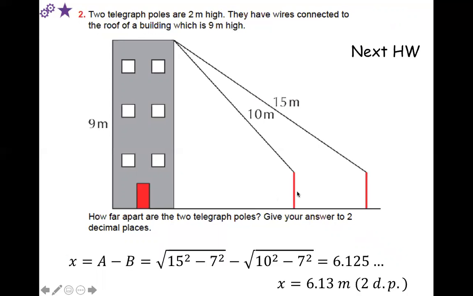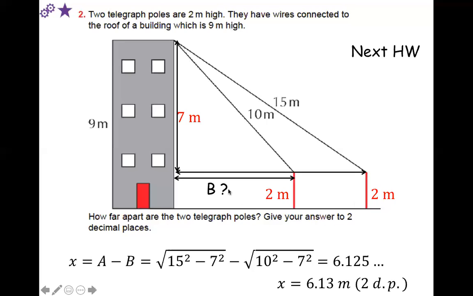Because I know Pythagoras, the first thing I'm going to do is write down what I've been given. So 2 meter, 2 meter. This is 2 meter and this is 2 meter, and I've got a building which is 9 meter, so the distance here is 7 meter. 9 take away 2, yeah? Yep. And now what I need to find is this distance here. So if I find A and if I find B, I just do A take away B, and I'm going to get the distance between the two poles.